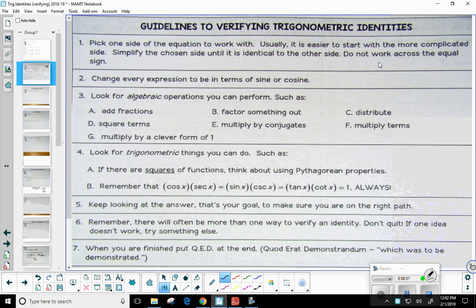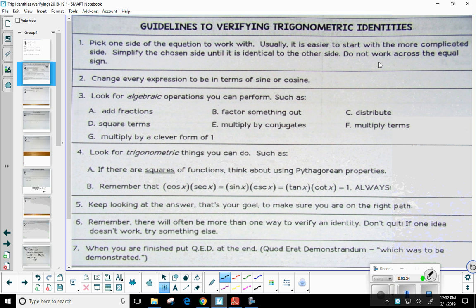Okay. Look for algebraic operations you can perform. We can add or subtract fractions, which means we need to have a what? Common denominator. We could factor something out. That's the greatest common factor. We could distribute. That just means multiplying. We could FOIL. What's FOIL stand for? First, outside, inside, last. We could square terms, multiply by a clever form of 1, okay? Or we could even multiply by conjugates. And this one is actually really useful if you have a fraction where the denominator is a binomial.